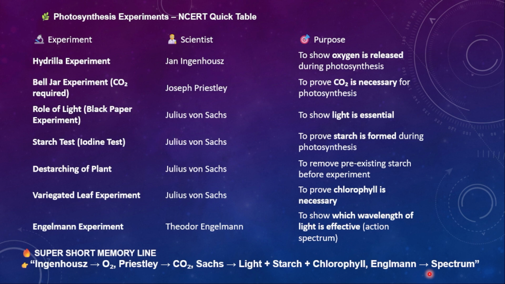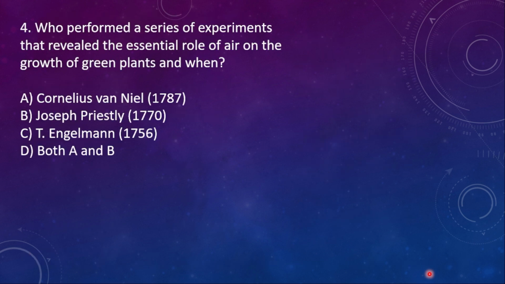So let's move to the next question. Who performed a series of experiments that revealed the essential role of air in the growth of green plants, and when? Option A, Cornelius Van Niel in 1787, B, Joseph Priestley in 1770, C, T. W. Engelmann in 1756, and D, both A and B. Here the right option is option B, Joseph Priestley.